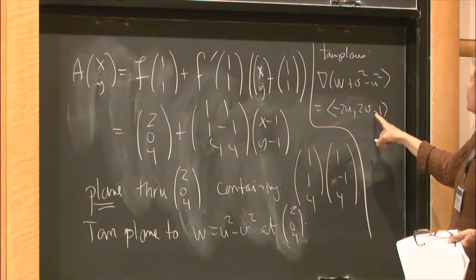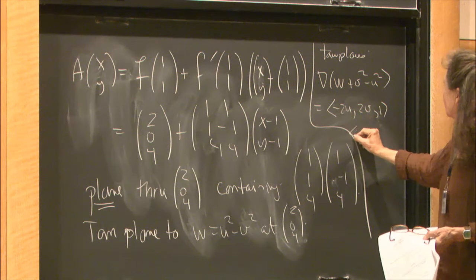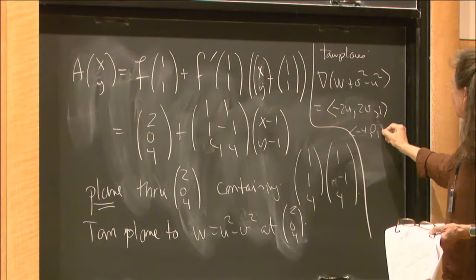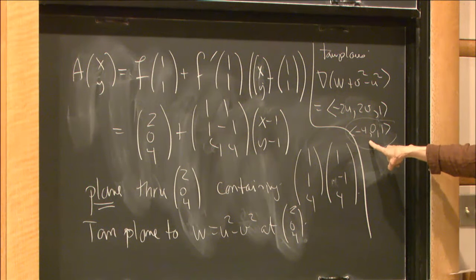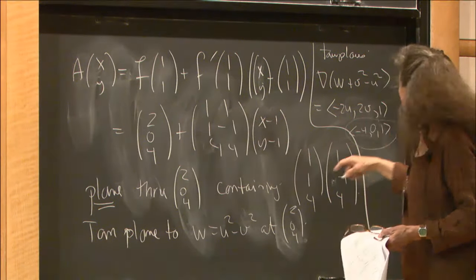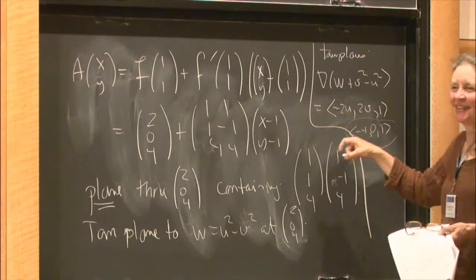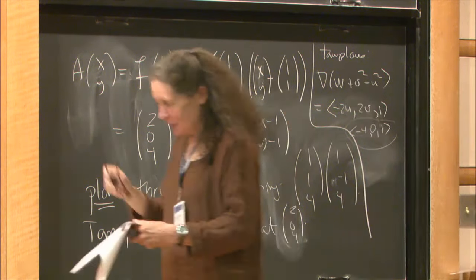And how do we check that? We're at the point 2, 0, 4. This is the vector minus 4, 0, 1. So this should be a normal vector to the plane. How can I check that that's a normal vector to the plane? Dot it with these two. If you take the dot product of this with this or this, it's zero, and that shows that this is in fact the tangent plane.